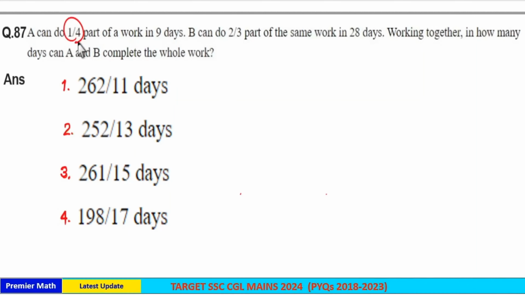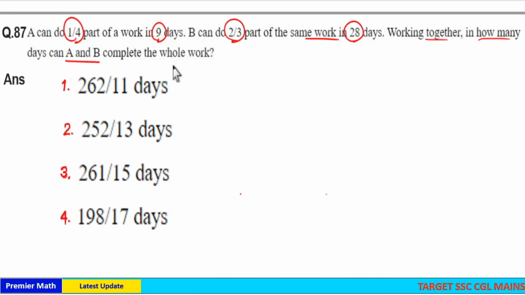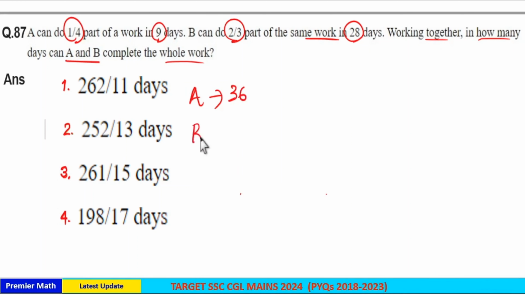A can do 1 by 4 part of work in 9 days. B can do 2 by 3 part of the same work in 28 days. Working together in how many days can A and B complete the whole work? Here A can complete 1 by 4 part in 9 days means 1 part in 4 into 9, 36 days. Same way B can complete 2 by 3 part in 28 days means 1 by 3 part in 14 days. Then 1 part in 3 into 14, 30 plus 12, 42 days.